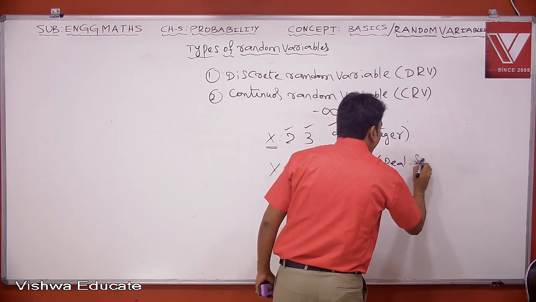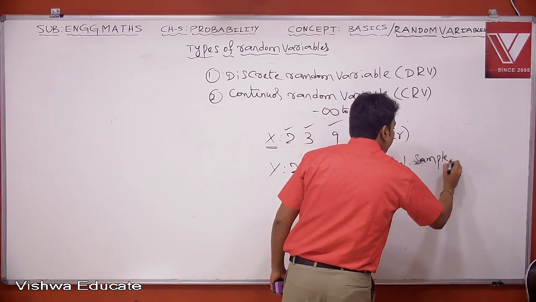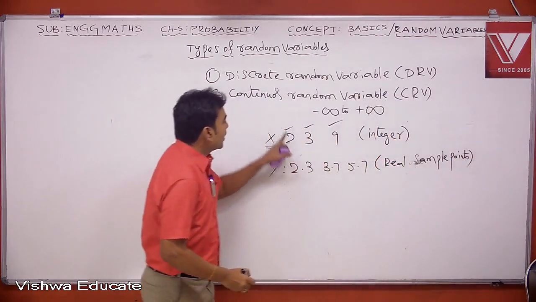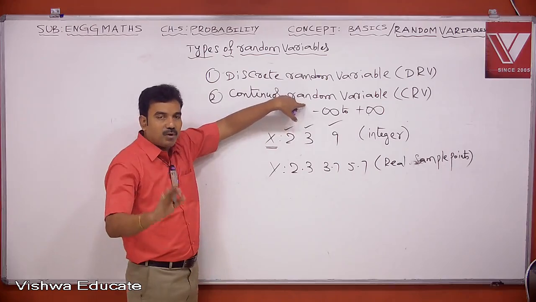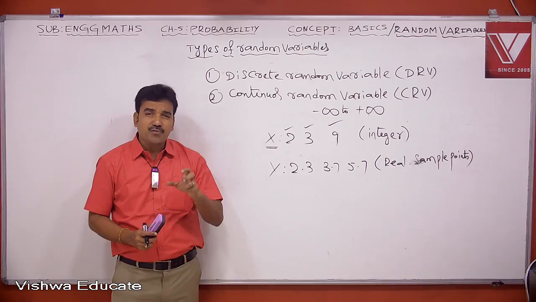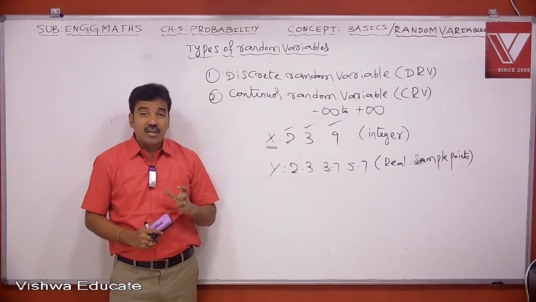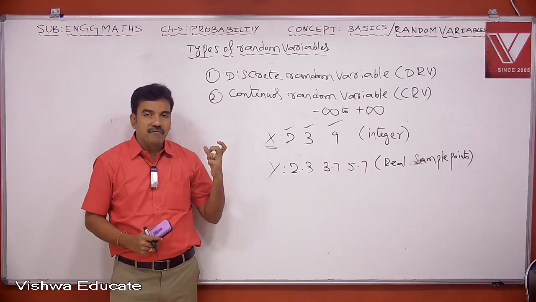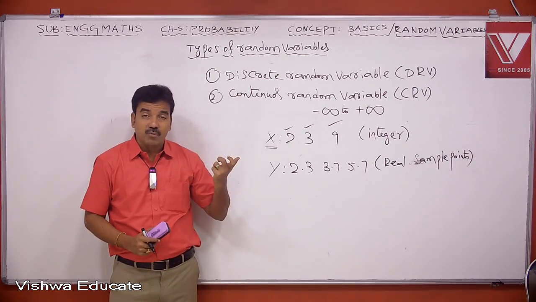Y is taking real sample points. So therefore such random variables are called continuous random variables. One simple point: when you are dealing with a discrete random variable, it has finitely many sample points or it will have only integer sample points. When you look at a continuous random variable, it takes infinitely many sample points.